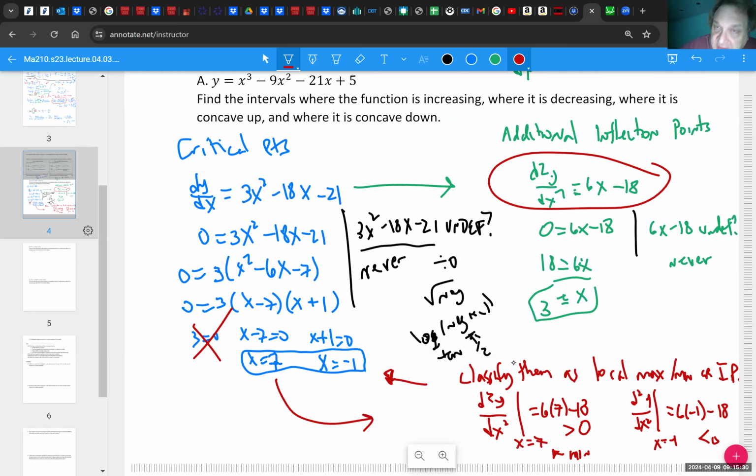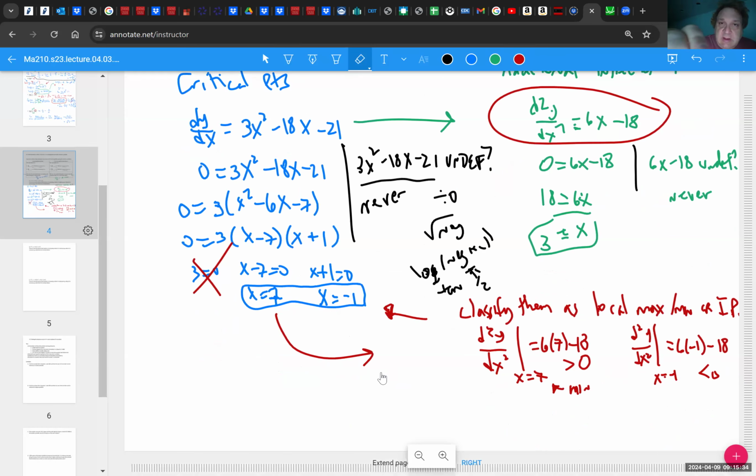Let me clean this up a little bit so it's easier for folks to read. We have this one right here, let's see, it was concave up, so this is a local minimum. And this one here was the local maximum.